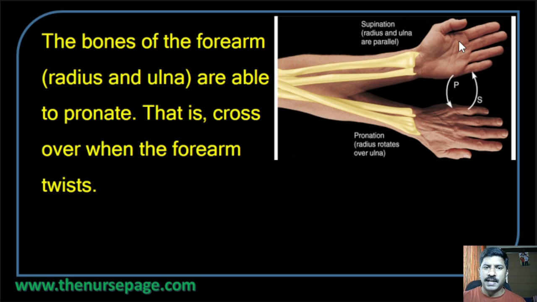The twisting of the radius and ulna will be there. That movement is known as pronation. Then again, moving to the same anatomical position is known as supination. The palm will face upwards or to the front. That movement is known as supination, and the palm facing downwards or to the posterior side is known as pronation. The bones of the forearm, radius and ulna, are able to pronate, that is, cross over when the forearm twists. So that kind of movement is known as pronation.